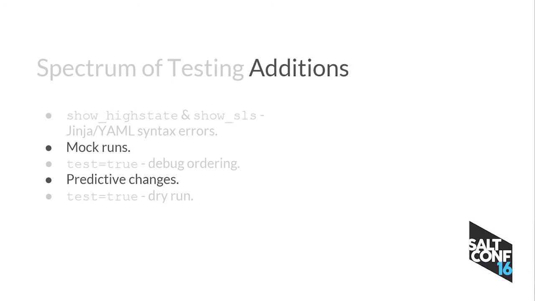So we've got two additions that we're going to be talking about for the rest of the session. Mock runs and predictive changes. So a mock run, very briefly, is like a dry run. The thing that a mock run is going to tell us is it's going to let us debug ordering. In its current state, it lets us debug ordering in the same way that we were using test equals true to debug ordering. This lets us do that a little bit faster, and in the future, a little bit more granularly. We'll talk about that.